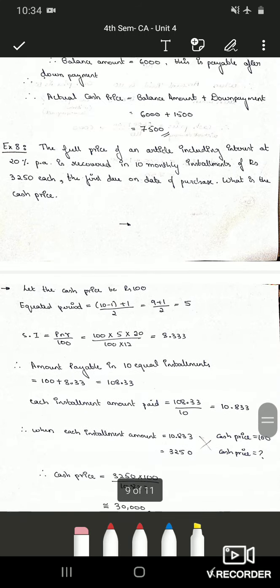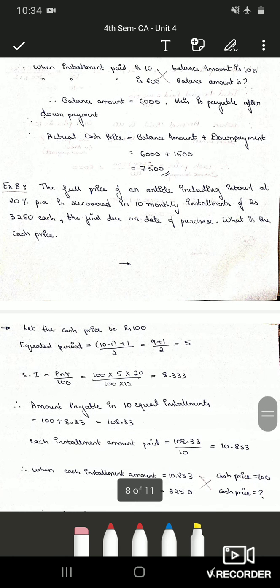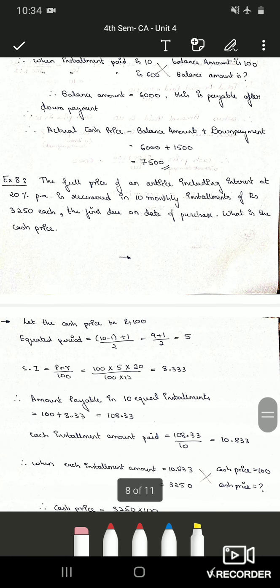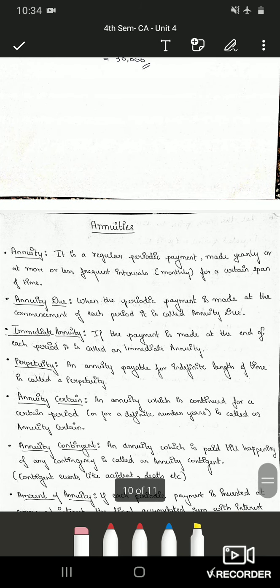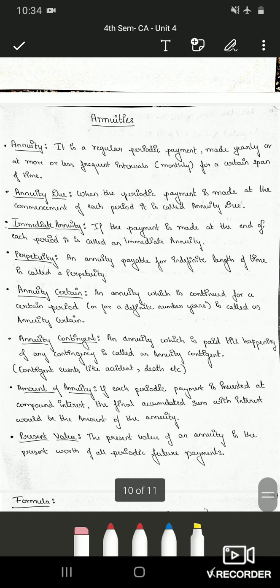In the previous class we studied the concept of installment buying and solved sufficient problems on that. Today we will move on to the next part of the fourth unit, that is annuities. In this class we will understand various definitions and formulas used in this concept. So first, what is an annuity?